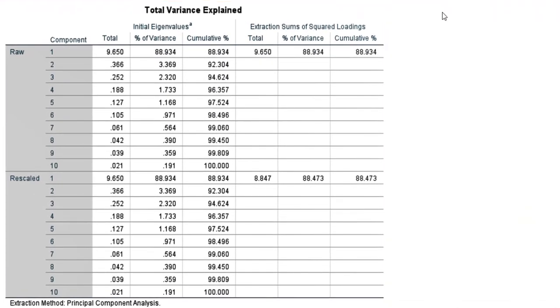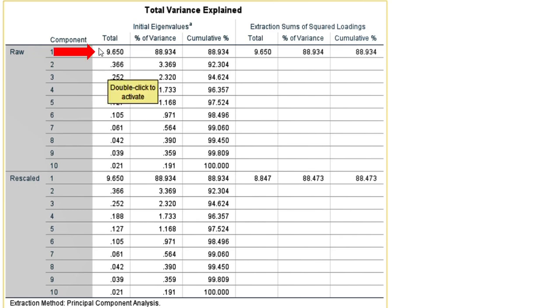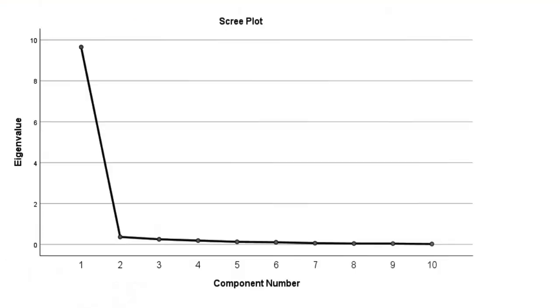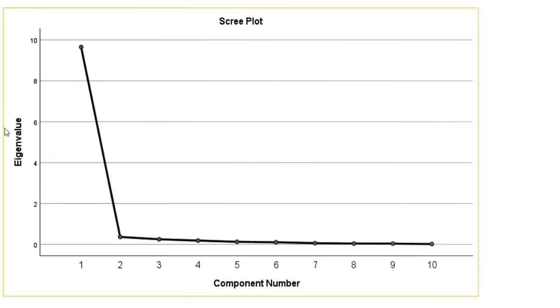Total variance explained. These are the components and their eigenvalues. We consider the components whose eigenvalue is more than 1. In this example, only component 1 has an eigenvalue more than 1 and its cumulative percentage is 88.93%.